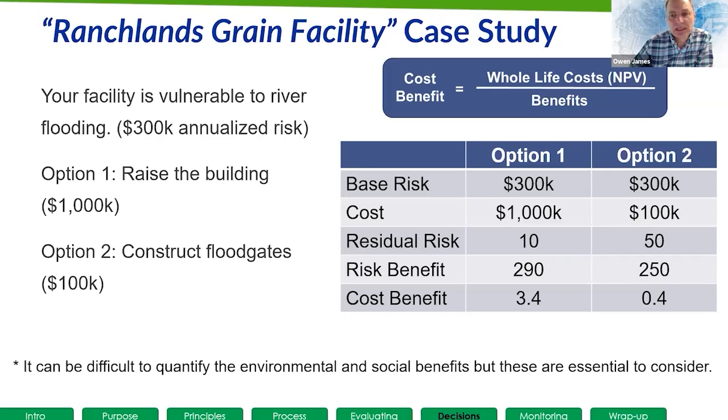Option 2, clearly very affordable, but we need to ask ourselves, is the residual risk acceptable? Option 1, much lower residual risk, but can we afford it?